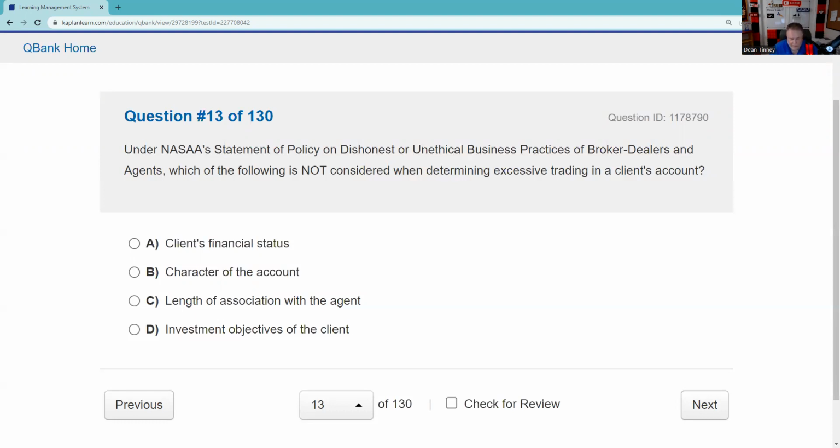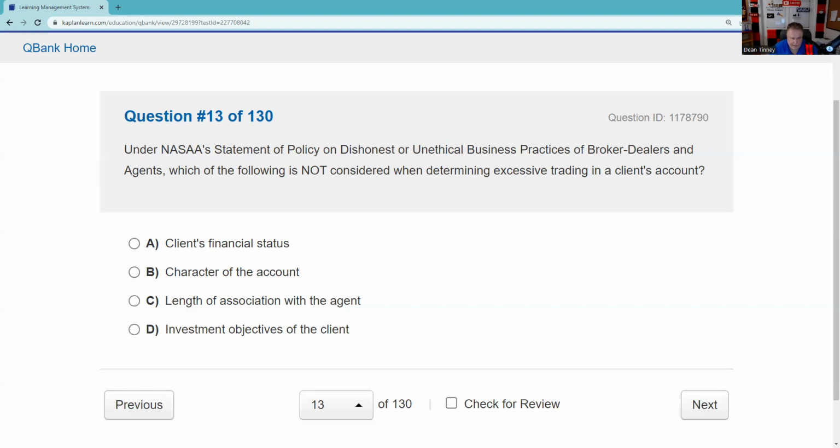By the way, this is a lot of area of test questions. You know, you don't get lots of questions in certain areas. That's what I think makes the 65 challenging, is you get 2 Z's and 3 Z's, but this is more. This is 5, 7, 8. This could be as many as 10 questions on dishonest business practices. Don't lie, cheat, or steal. Which of the following is not considered when determining excessive trading? So that's called churning.